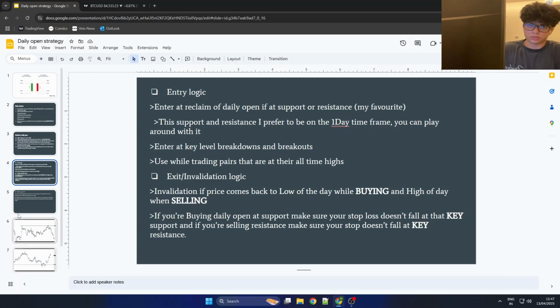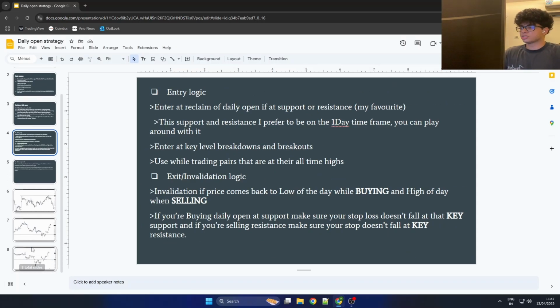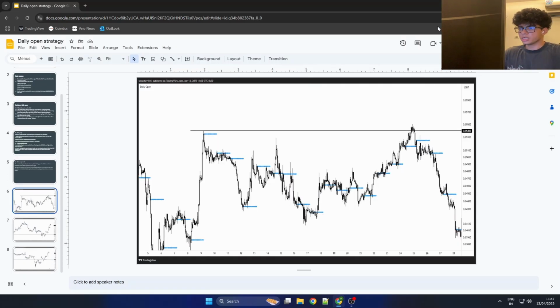So entry logic. Why do you enter, right? Enter at reclaim. Enter at reclaim of daily open if at support or resistance. Enter at reclaim of daily open at support or resistance, right? So let's open up a chart. Let's go with this one.